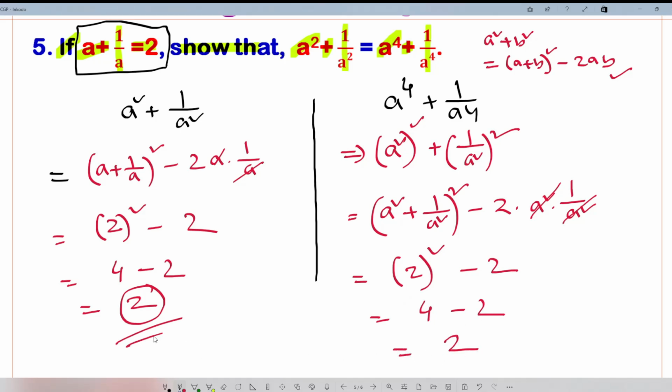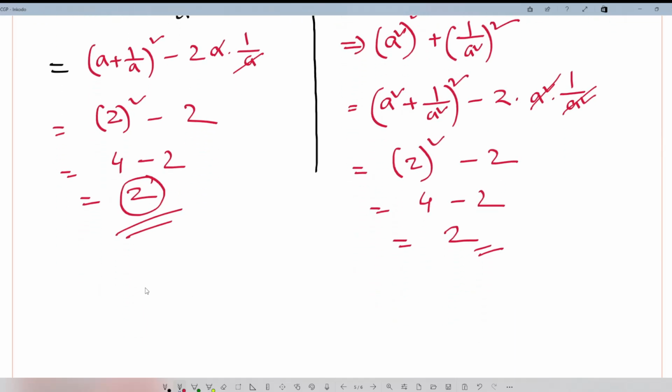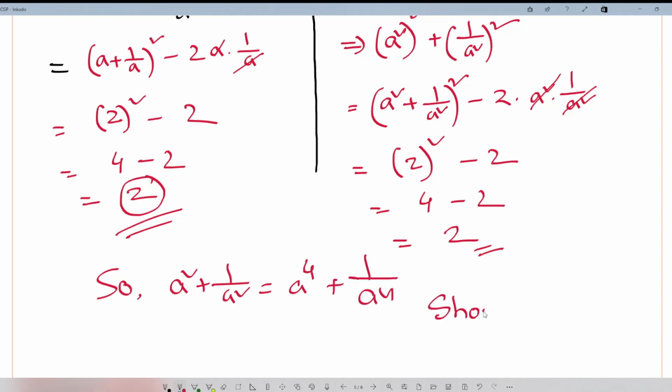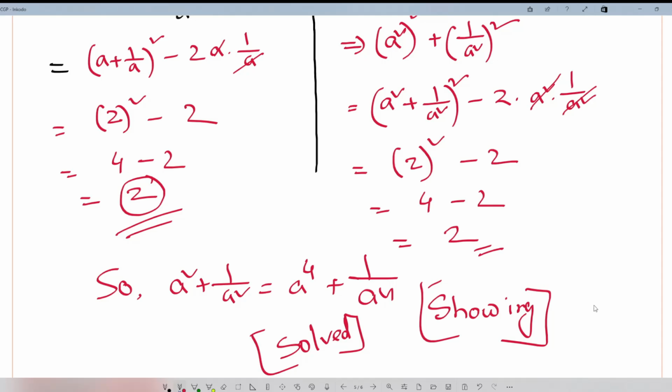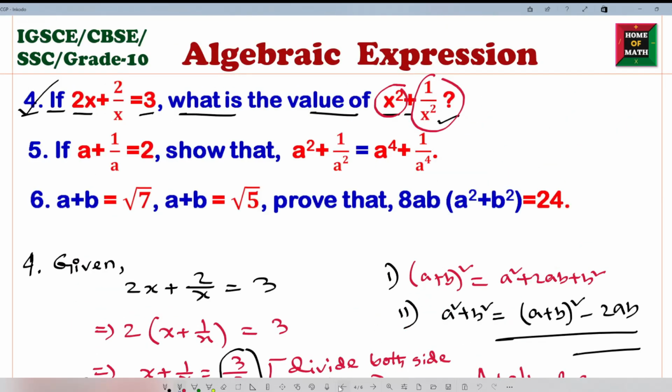Look here, a square plus 1 by a square equals 2, and here also a to the power 4 plus 1 by a to the power 4 equals 2. So a square plus 1 by a square equals a to the power 4 plus 1 by a to the power 4, and showing. So number 5 is done, and now the last question, number 6.